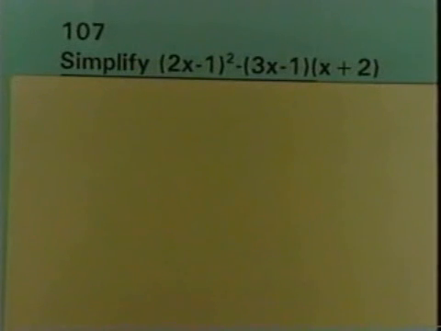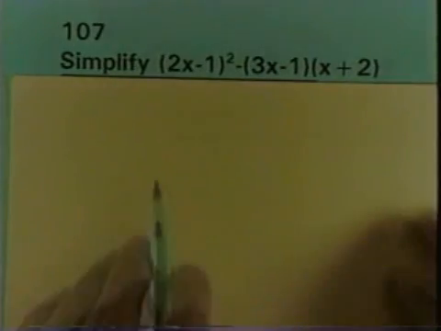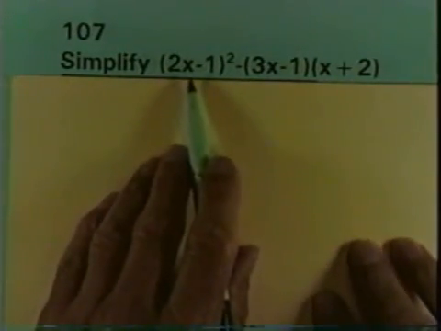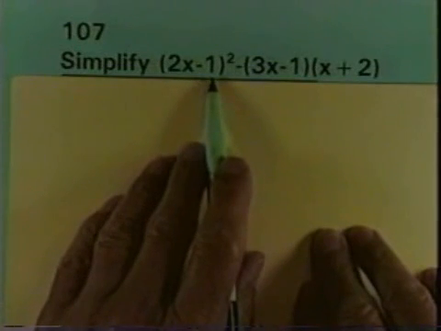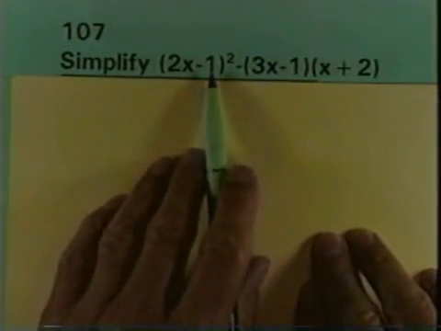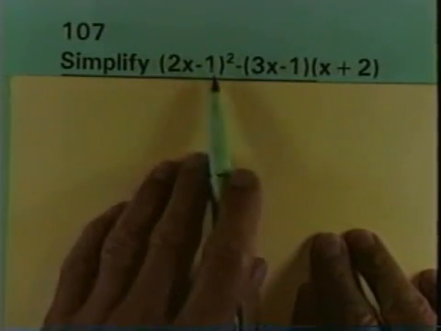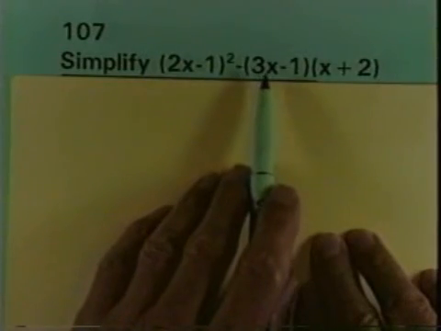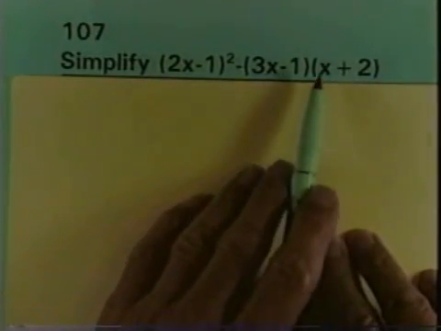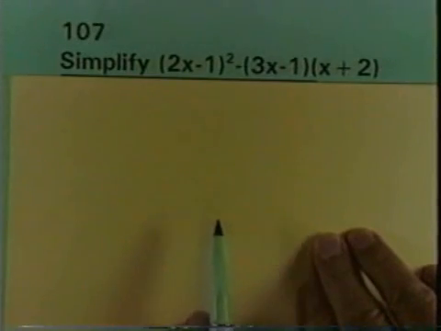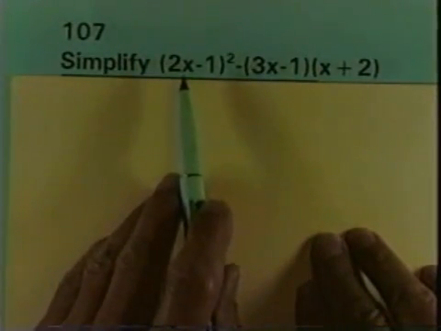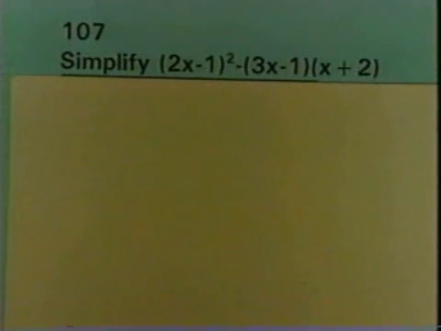Let's simplify 2x minus 1 quantity squared minus 3x minus 1 times x plus 2. According to the rule for the order of operations, I work inside symbols of inclusion first. I cannot simplify 2x minus 1. The terms are not alike. I cannot simplify 3x minus 1. I cannot simplify x plus 2. So therefore I go to my next step, which is to evaluate powers.